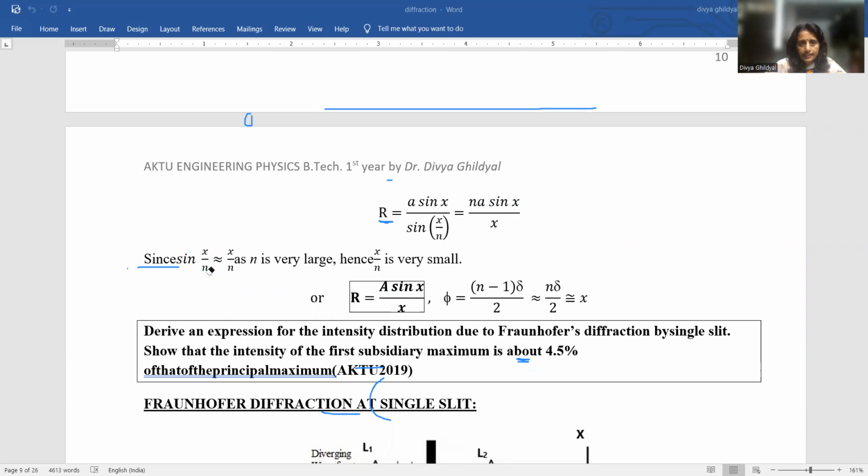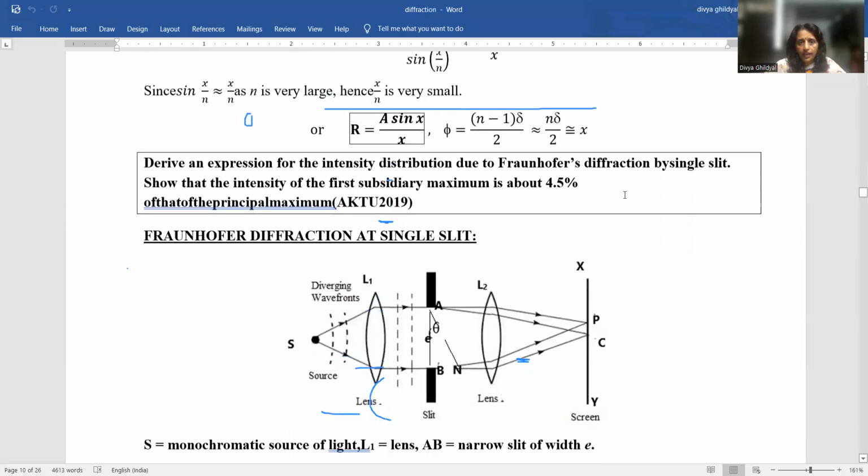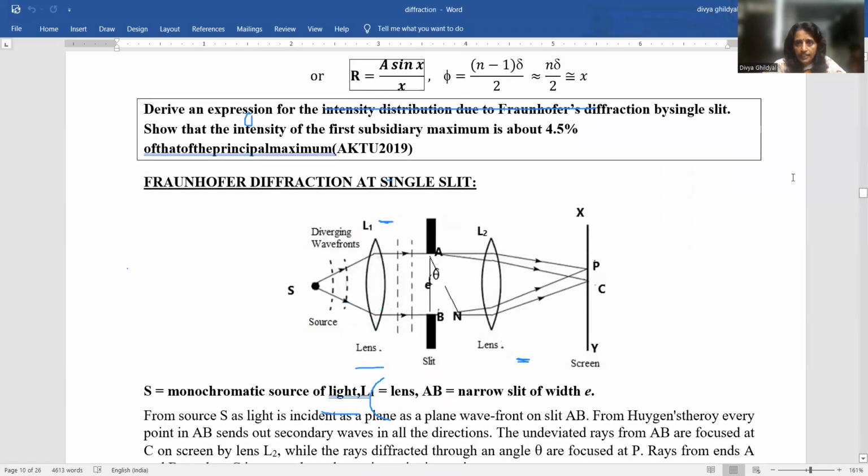Let us see. This comes as a 10-mark question in your AKTU paper. Derive an expression for intensity distribution due to Fraunhofer diffraction by single slit and show that the intensity of first subsidiary maxima is about 4.5% of that of the principal maximum. This is a very important question. And for understanding this expression, deriving it, it will be of 10 marks, not less than that.